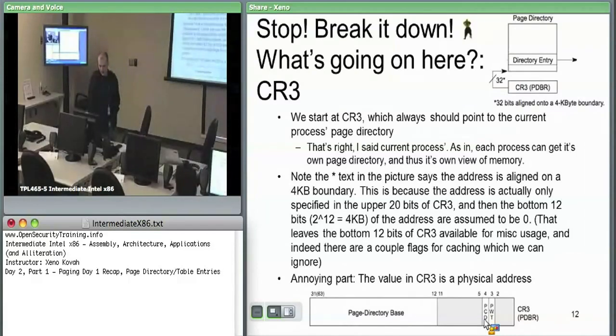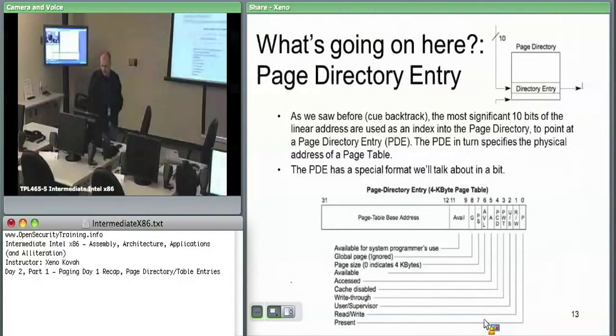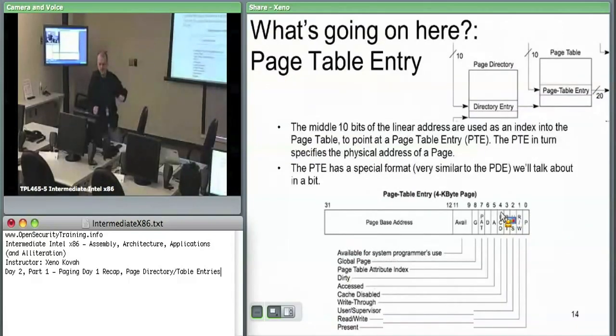All right. Then we saw the page directory entry, and we said that the top 20 bits are the page table base address, so that's a physical address where a page table starts. And the other bits are whatever they are. We're going to come back and talk about them in detail again. So you've got a physical address that gets you to the page directory. The page directory entry has a physical address which gets you to the page table. By you, I mean hardware.